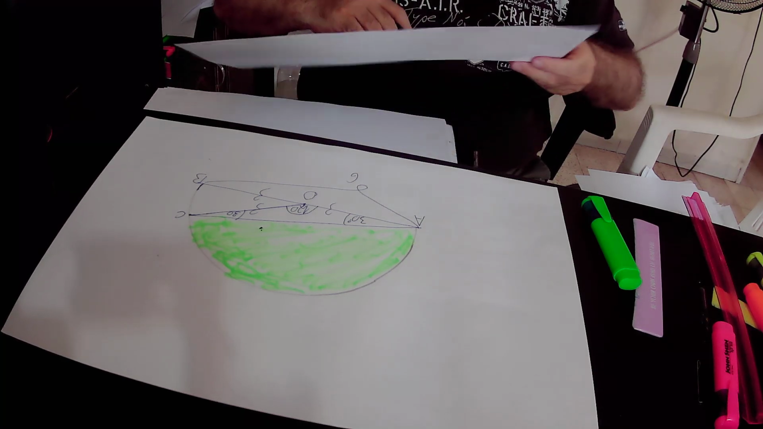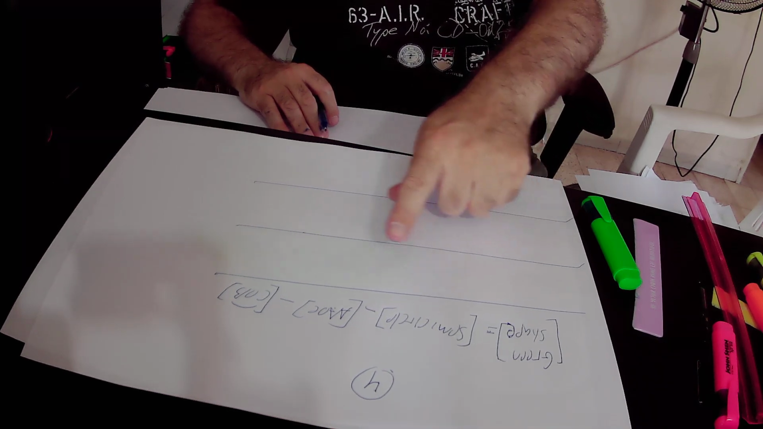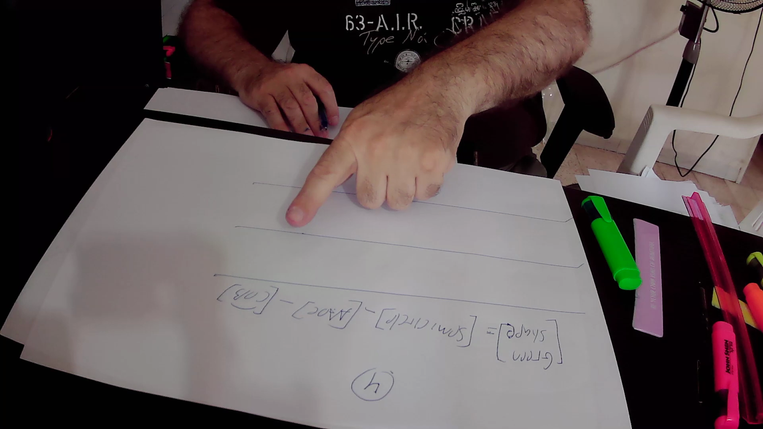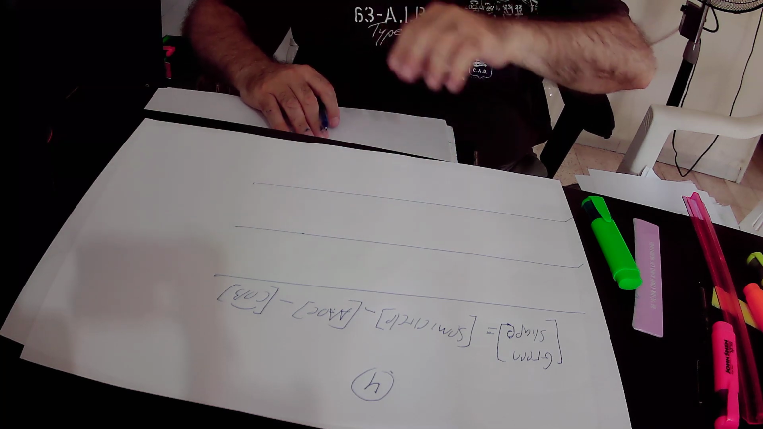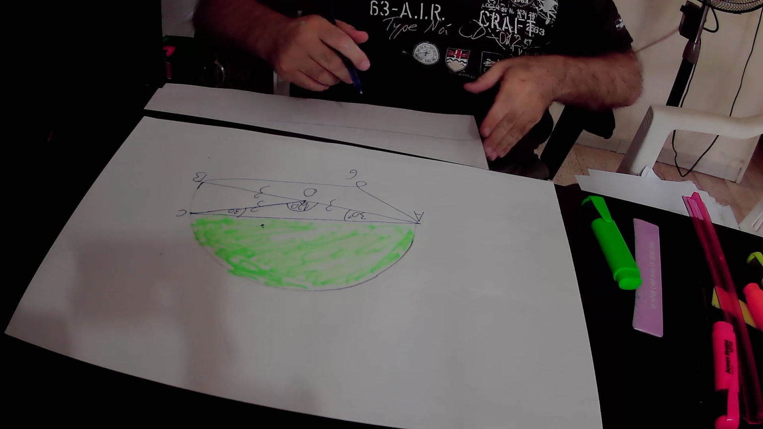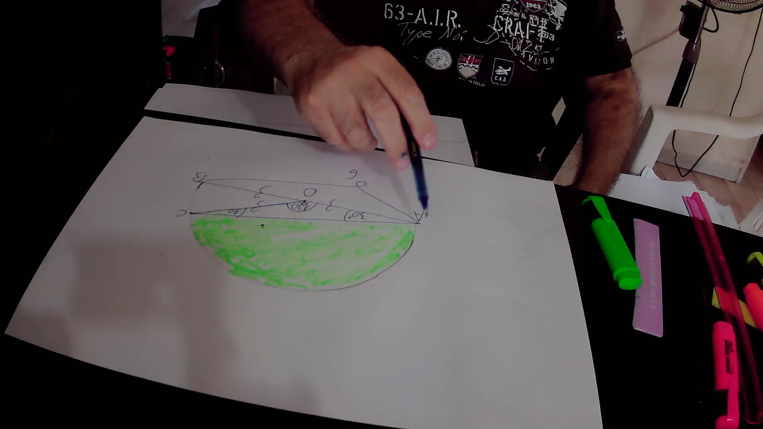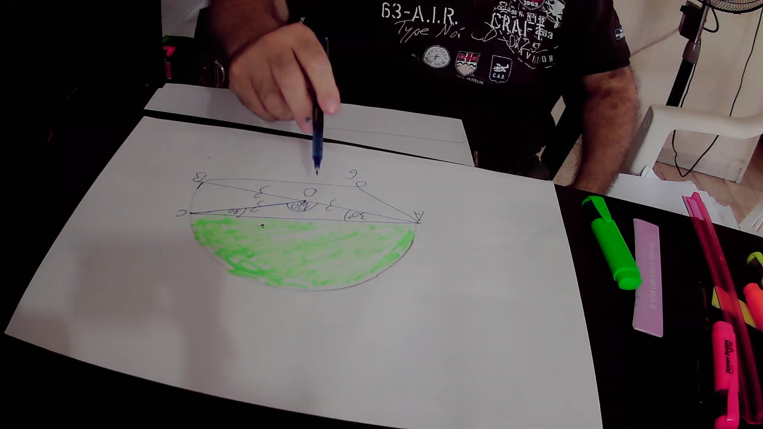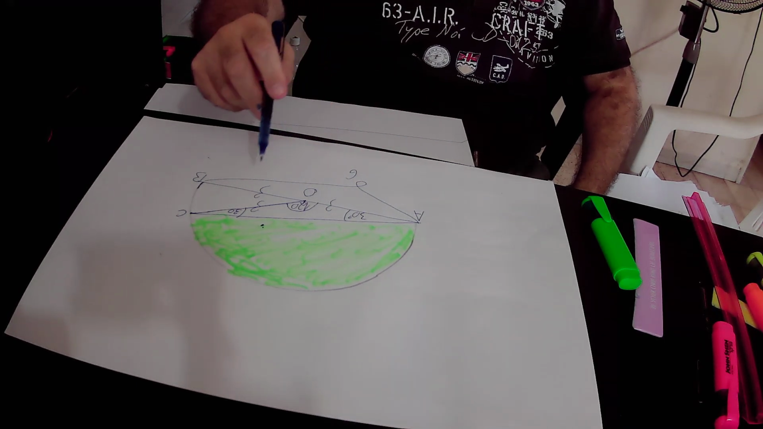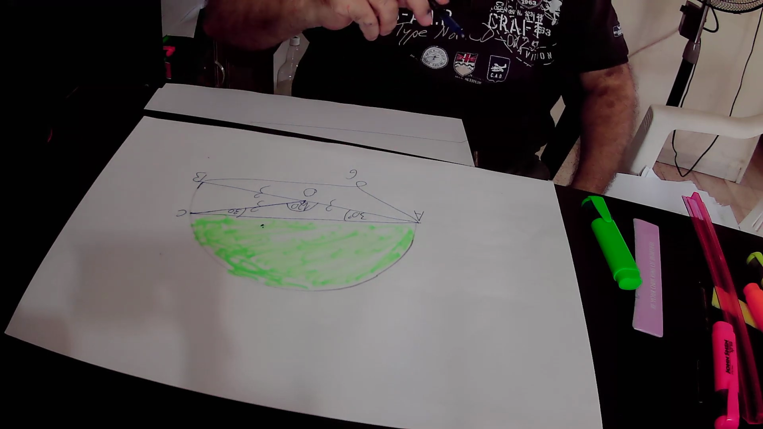Repeat again, the area of the green shape equals the area of the semicircle minus the area of triangle AOC minus the area of triangle COB, according to the second method. It's very simple to see from the drawing that the area of the semicircle minus the area of triangle AOC minus the area of sector COB will give us exactly the area of the green shape.